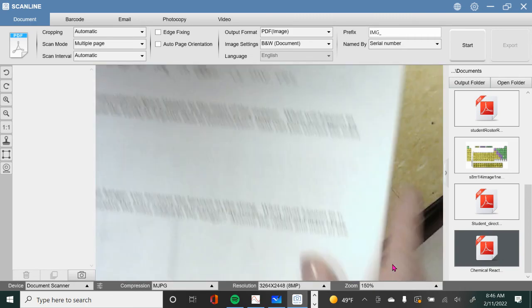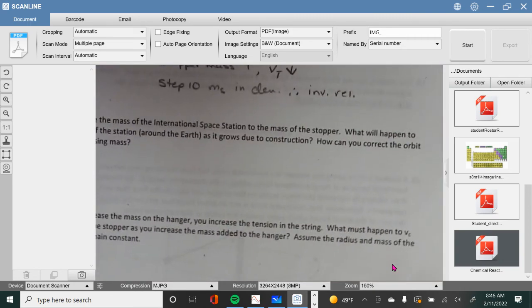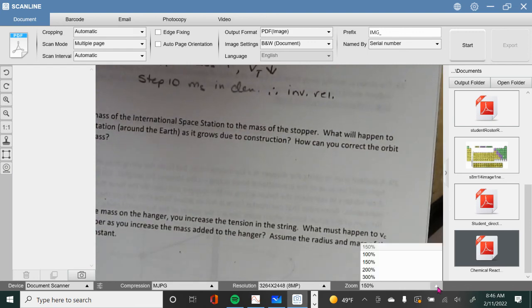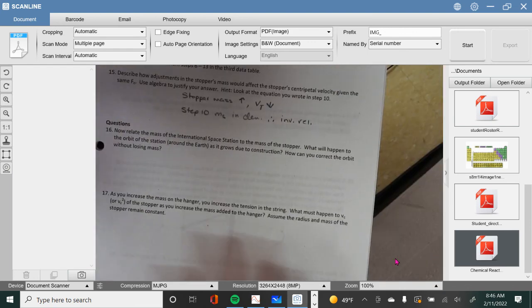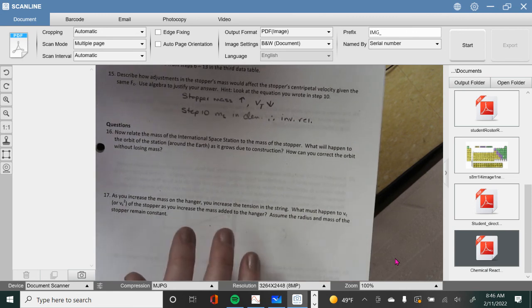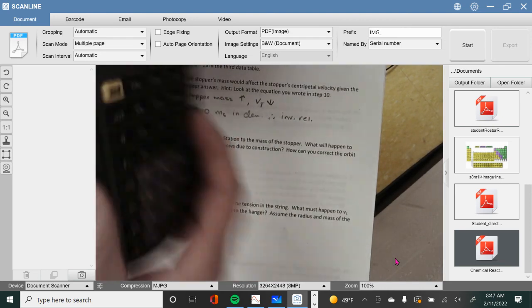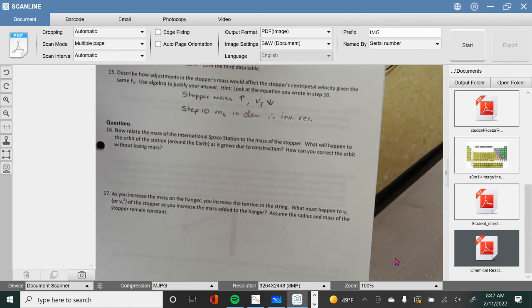All right, so let's take a look at these questions. Now relate the mass of the International Space Station to the mass of the stopper. What will happen to the orbit of the station around the Earth as it grows due to construction? How can you correct the orbit without losing mass? So you need to be thinking about how mass affected your numbers.